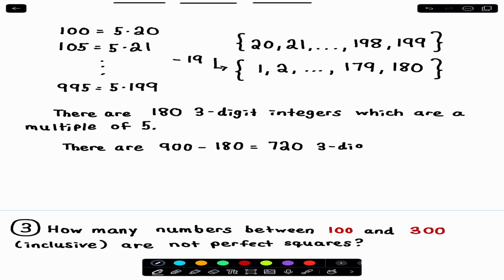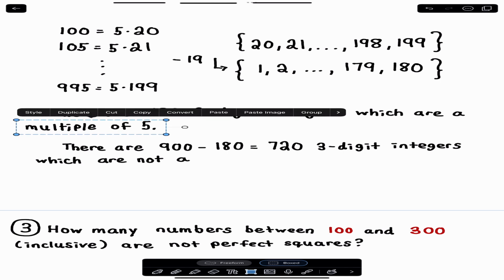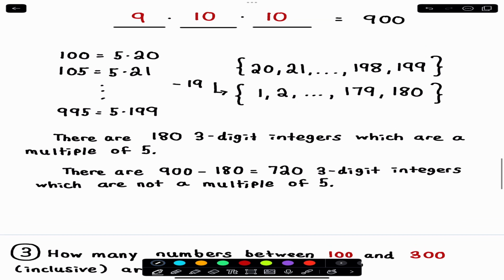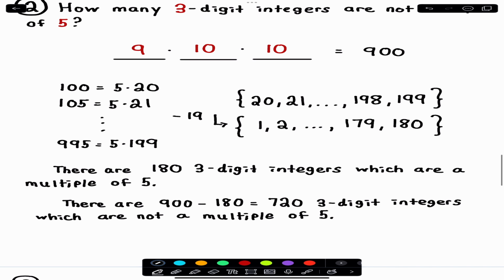Three-digit integers which are not a multiple of 5. Let's just take that. Cool. Sorry if the writing's getting a bit messy. I am kind of rushing this.